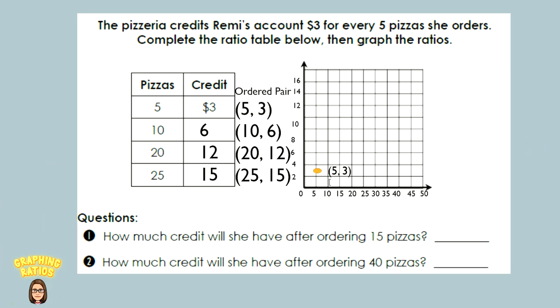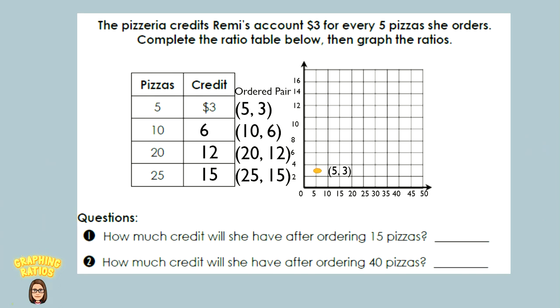So my scale on my x values is going to be by 5s, and my y's are going to be by 2s. You can do your scales however you want. This is just the way I chose to do it. So first I'm going to do 5, 3. I'm going to go over 5 and then up 3, and I put my point right there.